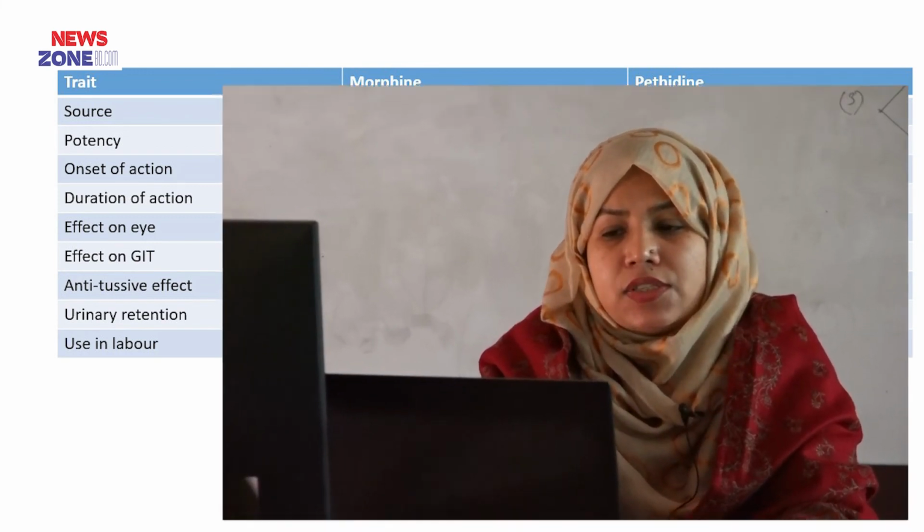Why is pethidine more effective than morphine during labor? Because it doesn't delay the labor, its onset of action is quick, it has less duration of action, and it is metabolized quickly. For these reasons, morphine is not used in case of delivery, but pethidine is used in case of delivery.